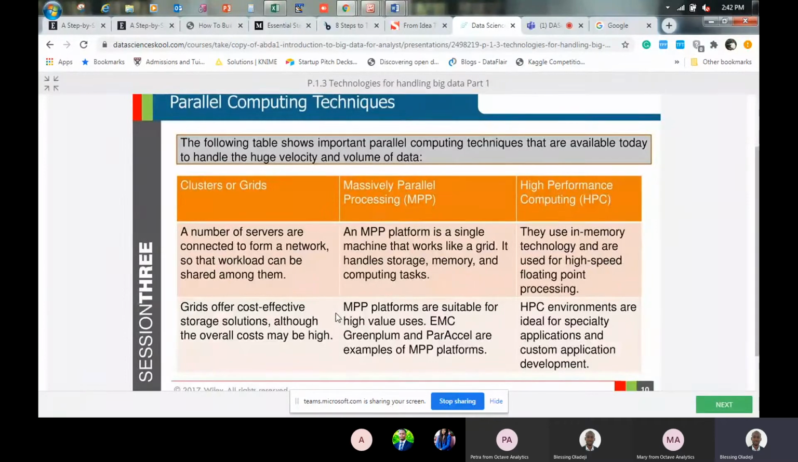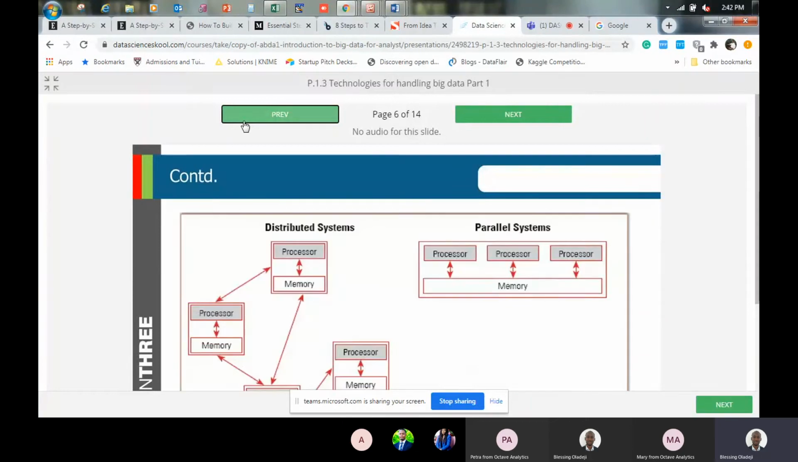Then there is also the concept of massive parallel processing. These are also some computing techniques. So the MPP platform is like a single machine that works like a grid. Let me go back to this diagram. We can also have this kind of server, for instance. Imagine you have maybe 20 processors, and you have more than one single memory, but it's just one computer. They are not interconnected the way you have in grid computing. It's also the concept of parallel processing.